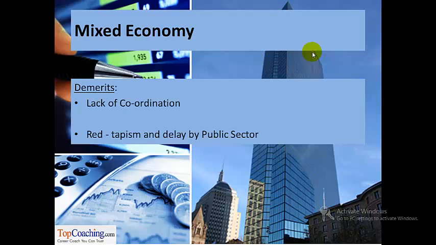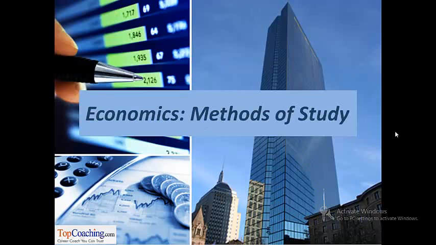The first demerit of mixed economy is the lack of coordination. The coordination between the public and private sectors is pretty poor in mixed economy. The second demerit is red tapeism and delay by public sector. There is every chance that the public sector works inefficiently.